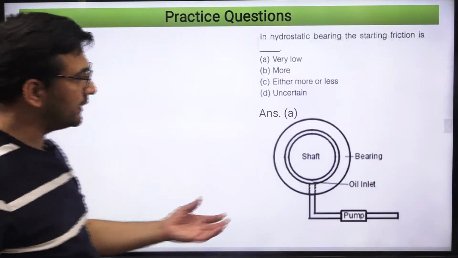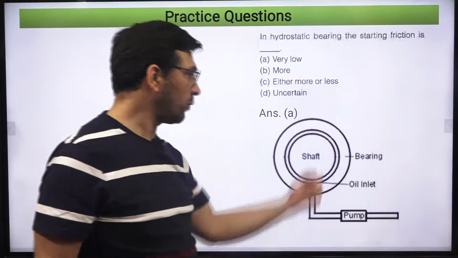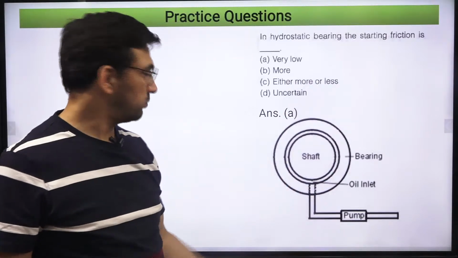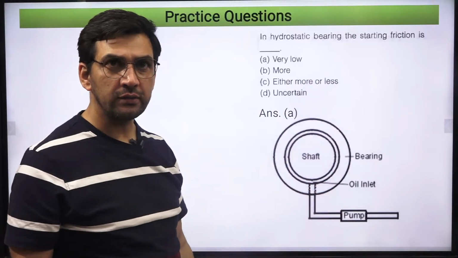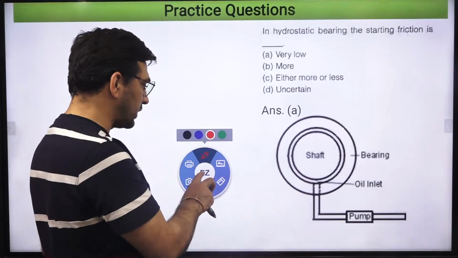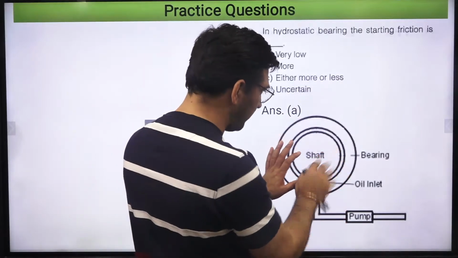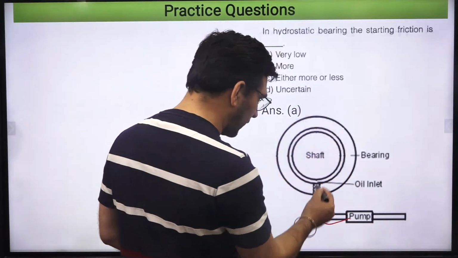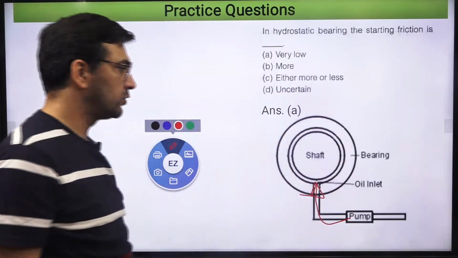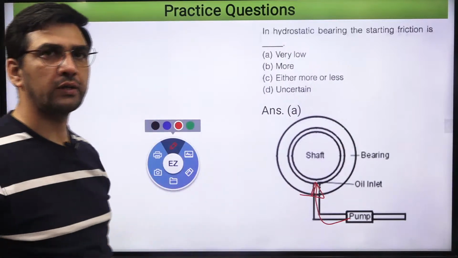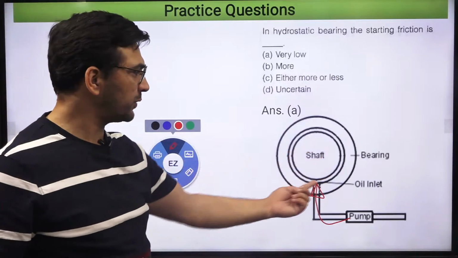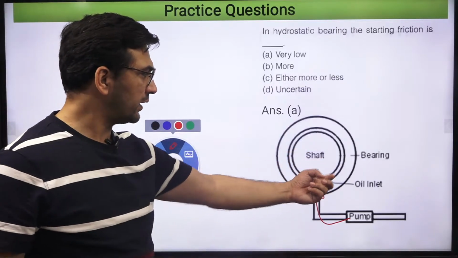Hydrostatic, you know, we supply the lubricant externally by making use of a pump at high pressure. So it means initially there is no metal to metal contact, because from the very beginning I am just lifting it. Before running the shaft, I am applying the lubricant at high pressure, so I am separating the shaft at the very beginning. There is no metal to metal contact, so there is going to be very low friction, because the only friction that will be present will be between the shaft and the lubricant.